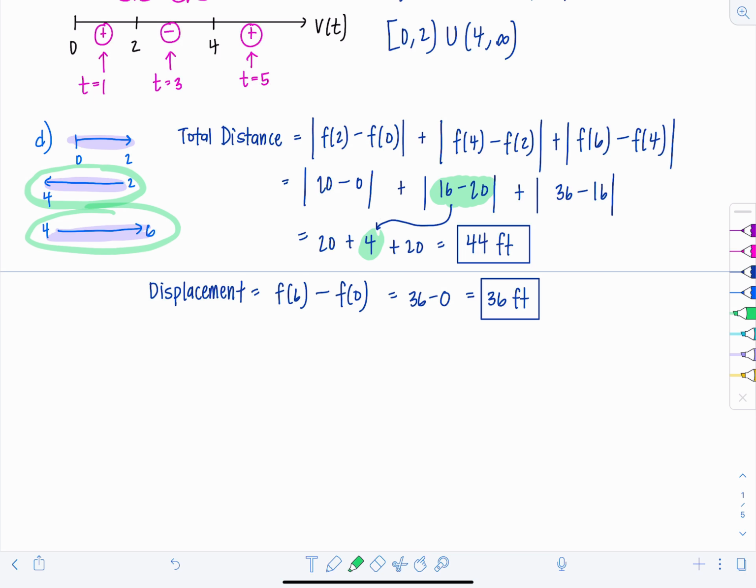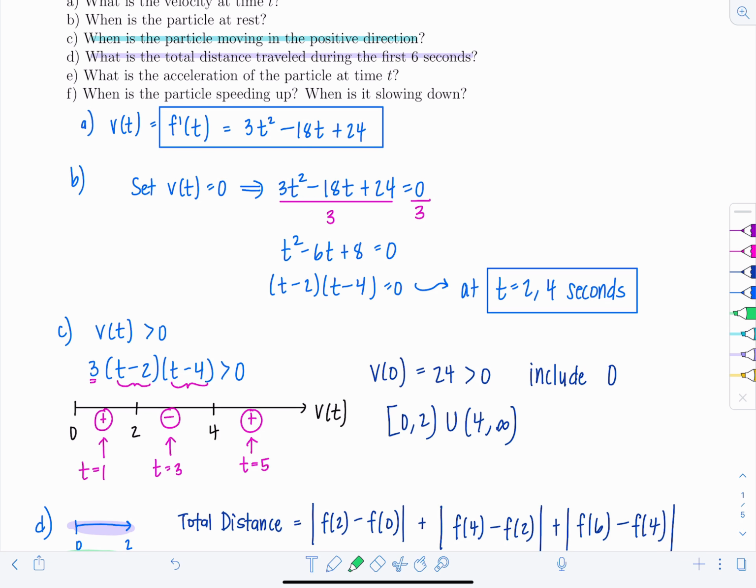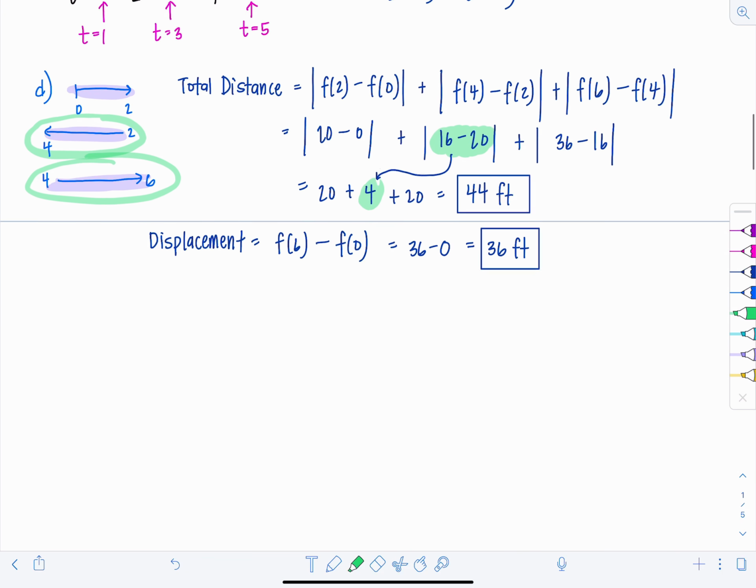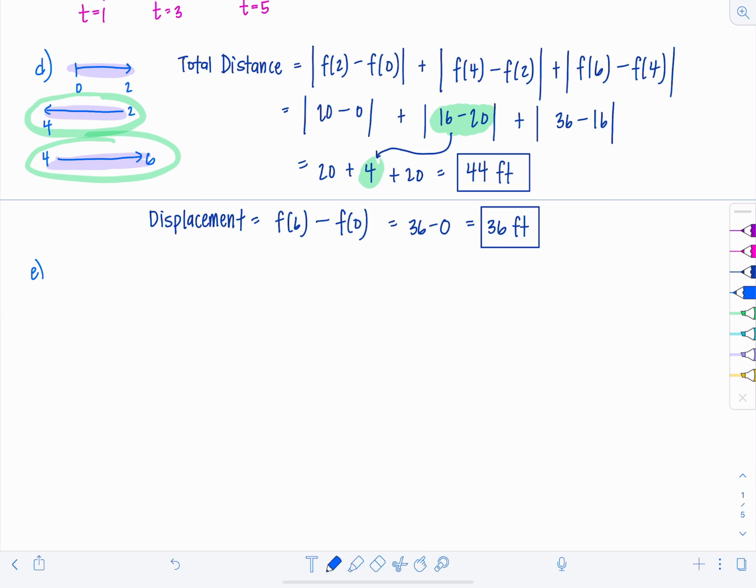Okay, part E, are you ready? Part E says, what is the acceleration of the particle at time t? So remember, acceleration is the second derivative of the position function. Or you could think of it also as the derivative of the velocity function. Okay, what was the velocity function? In case you forgot, I'll rewrite it for you right here. Velocity function is 3t squared minus 18t plus 24. So just differentiate that one more time. So acceleration is equal to 6t minus 18.